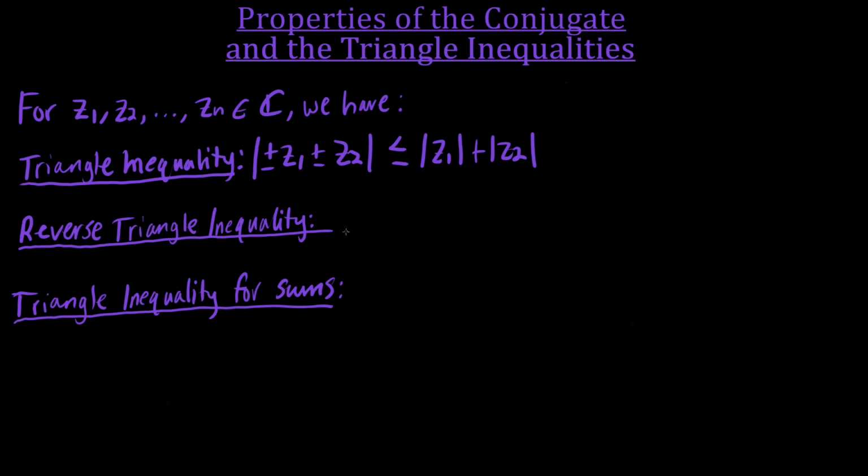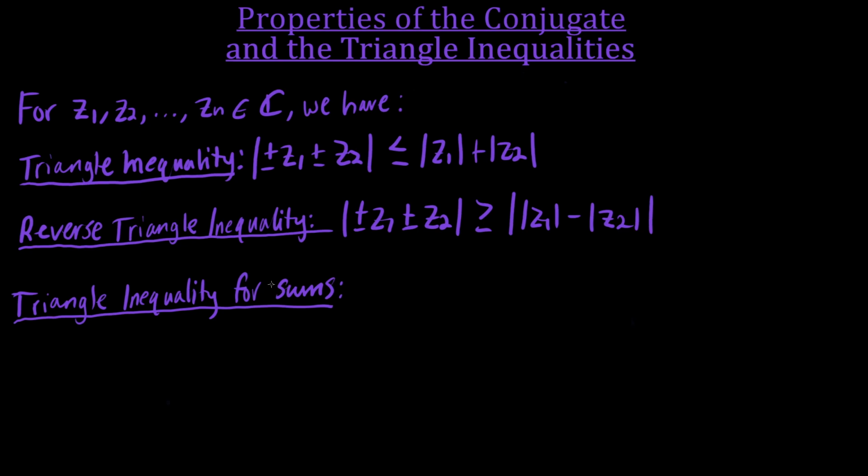Great. Now let's talk about the reverse triangle inequality. And this inequality actually provides a lower bound for this modulus term. So the reverse triangle inequality is the modulus of positive or negative z1 plus or minus z2 must be greater than or equal to the modulus of z1 minus the modulus of z2. Great. So that's the reverse triangle inequality.